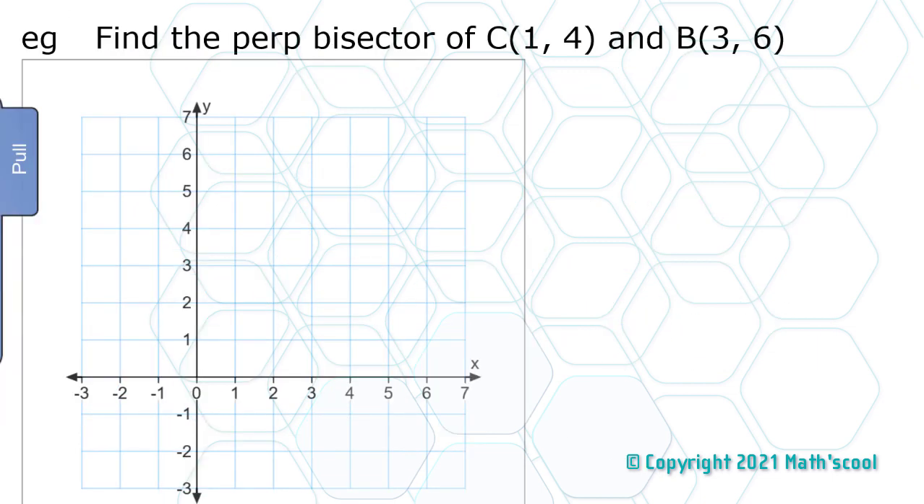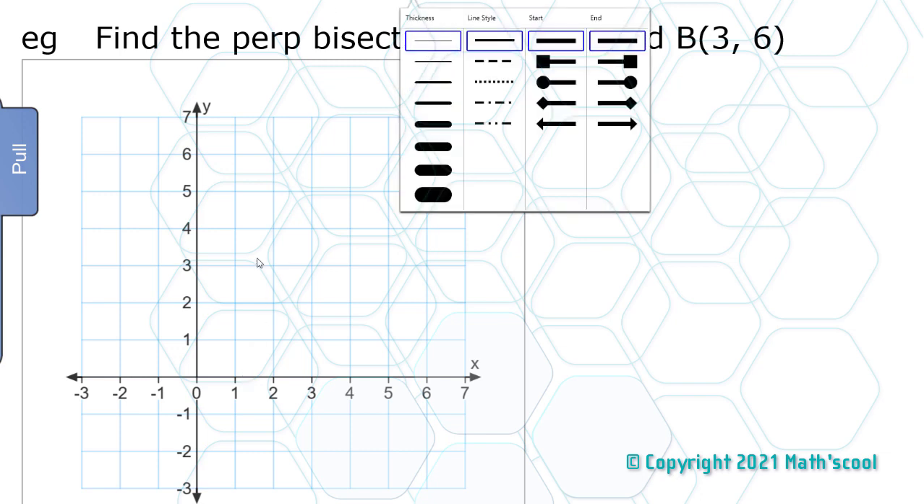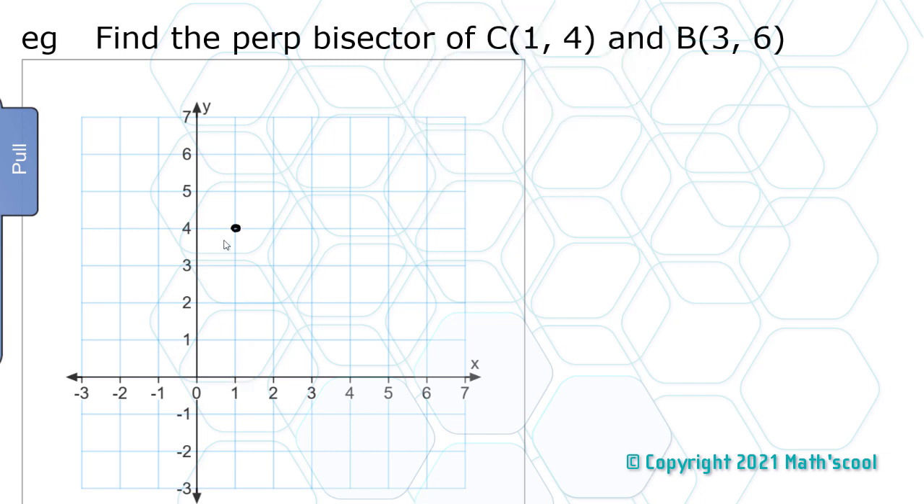Same sort of thing again, find the perpendicular. It's going to be an easy question again, so we're going to be able to do it with very little effort. C is 1,4, B is 3,6.